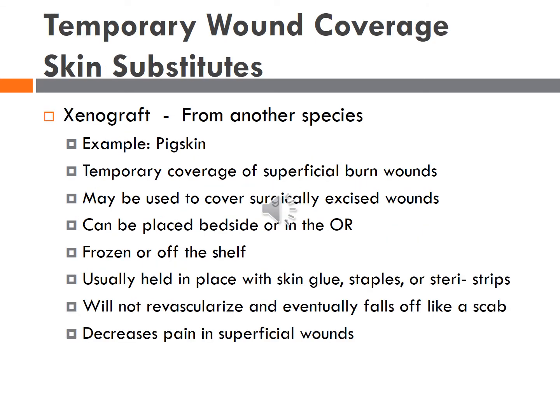A xenograft means it's from another species. So an example of this is pig skin. There are multiple products on the market that are made of pig skin that can be used for temporary coverage of a superficial burn wound. They might be used to cover a wound that's been surgically debrided. You can put them on at the bedside or in the OR. Usually they're held in place with glue or staples or steri strips. Eventually they fall off like a scab. They don't actually revascularize. They do decrease pain in superficial wounds.